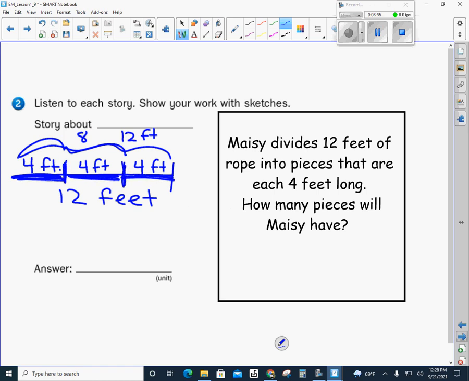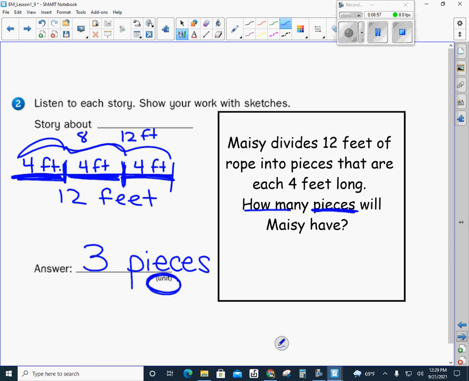So how many pieces did we cut that rope into? We cut it into 3. Now, always label your units. If it's not already written there for you, label your units. Go back to your question. How many pieces will Macy have? So the answer is 3 pieces.